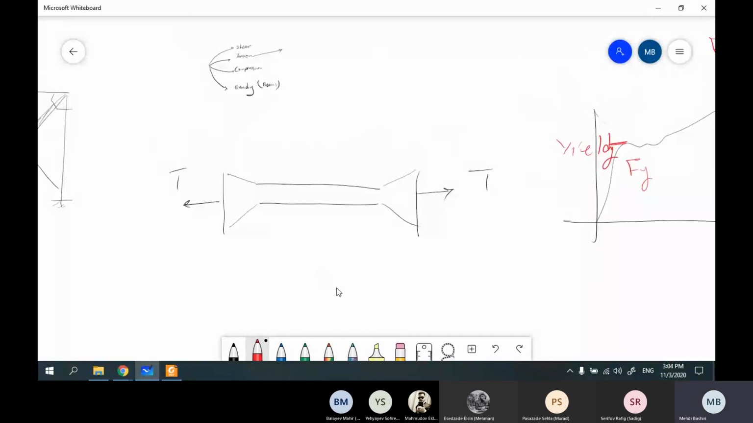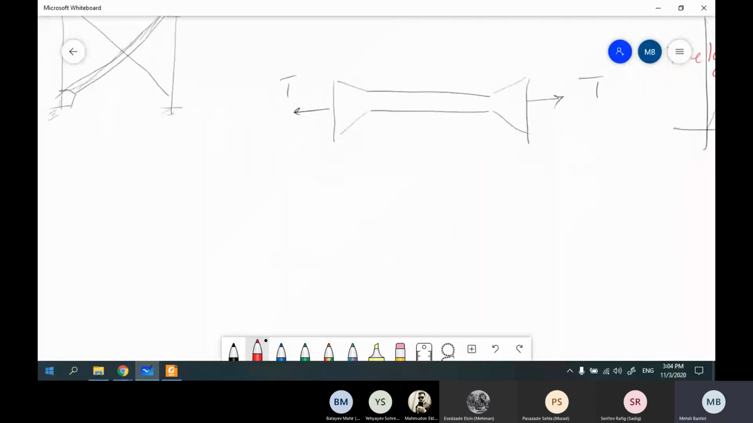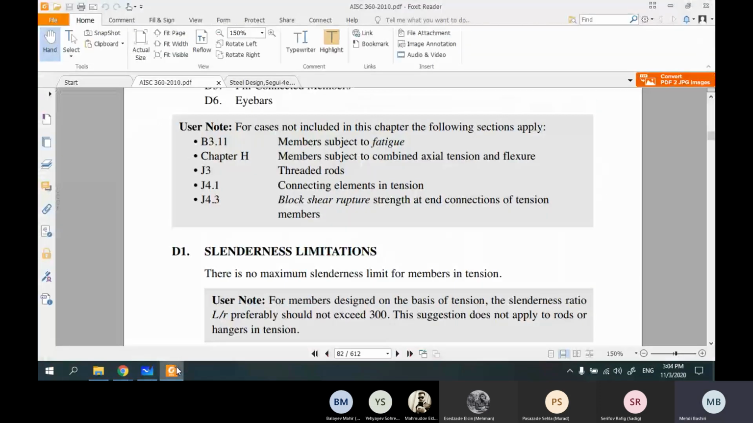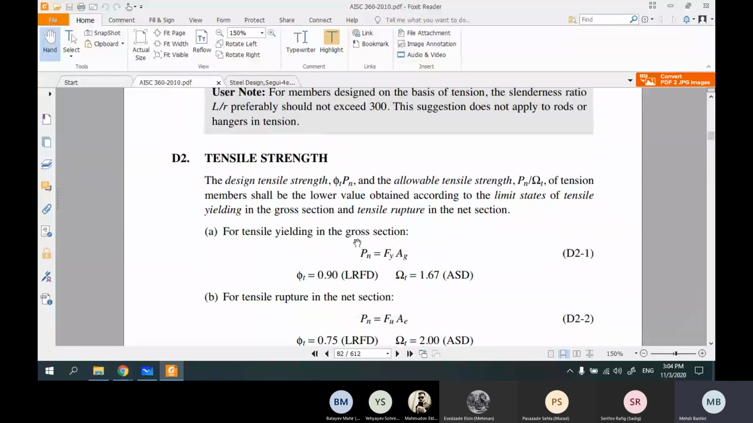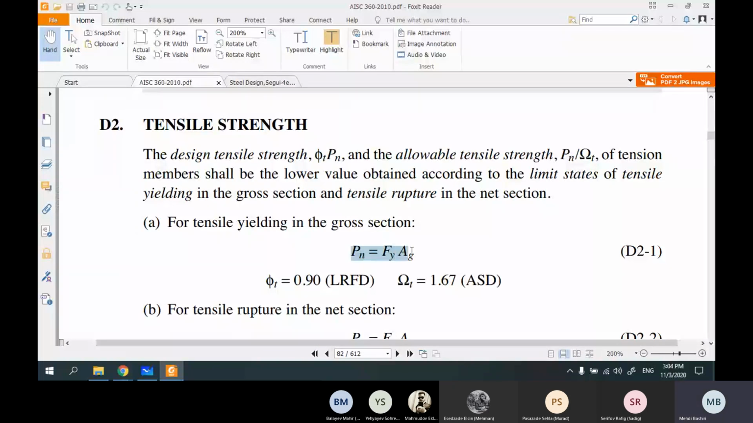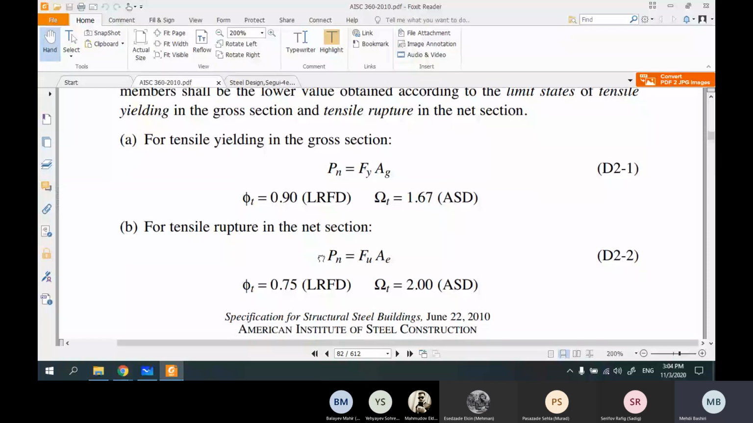Okay, so to check each of these failures, we have specific formulations. Look here in chapter D, tensile strength. If we want to see the capacity for yielding, we have to follow this equation. And if we want to find the capacity for rupture, as I said, we have to follow this equation. Check this equation.